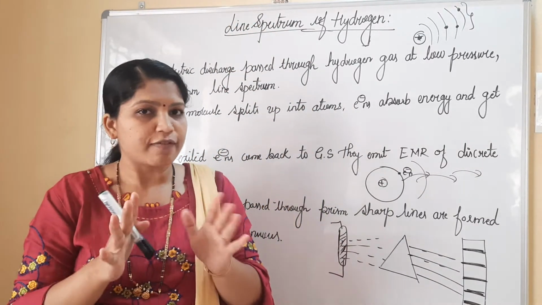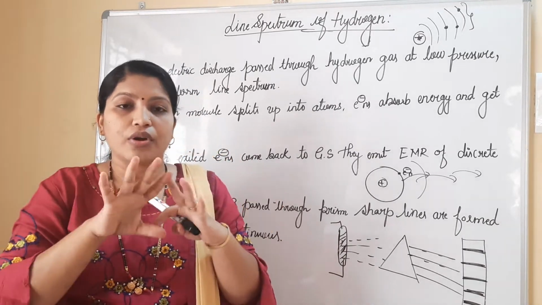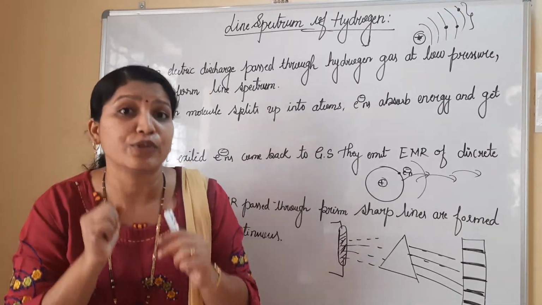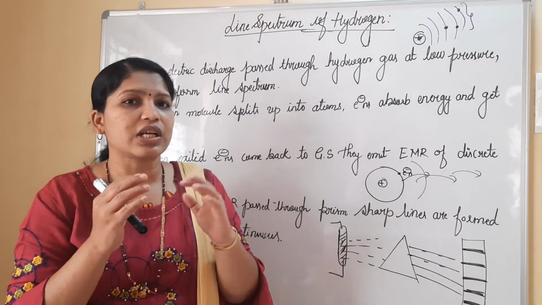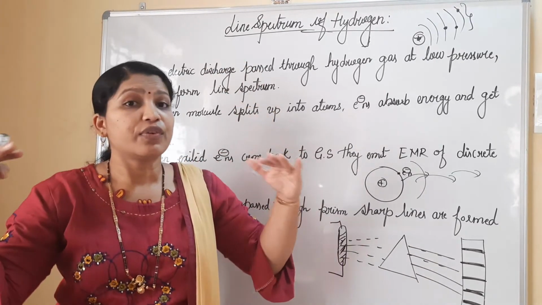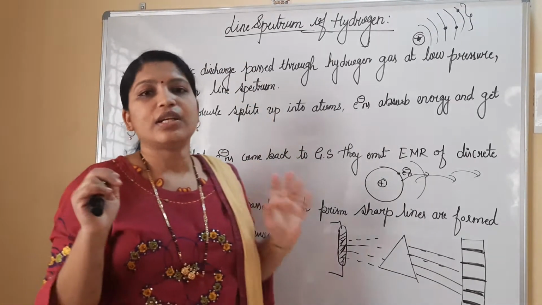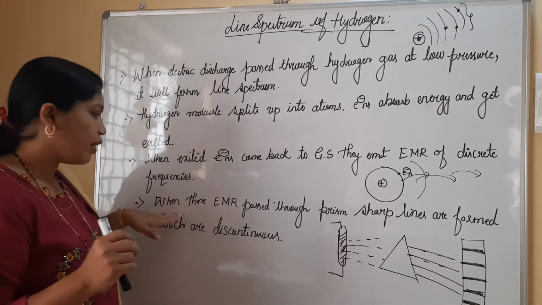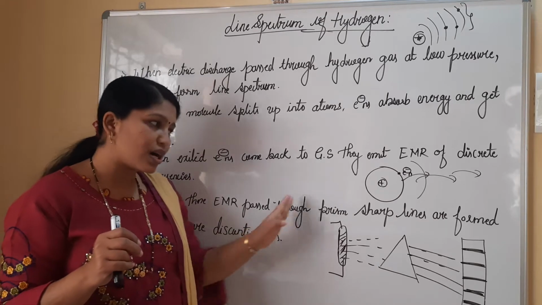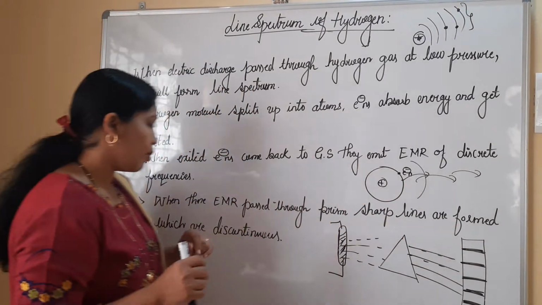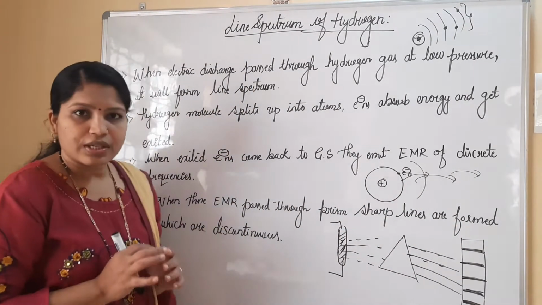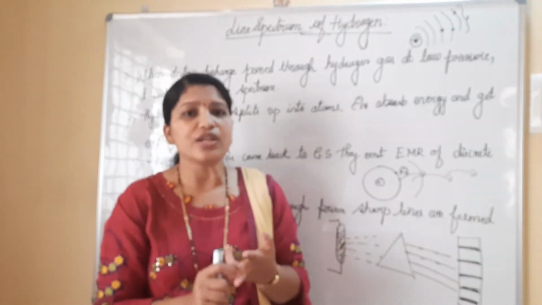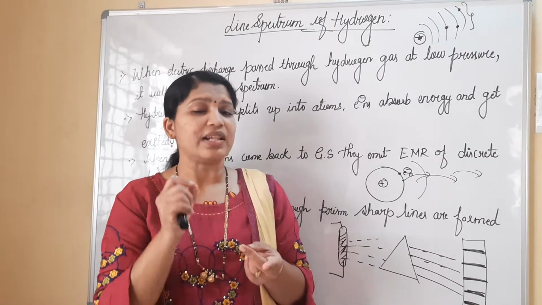In absorption, we do not have a discontinuous spectrum; we see a continuous spectrum. In emission, what happens? It is discontinuous, because they will be having different energy levels. That is exactly what this point tells us: when these electromagnetic radiations pass through the prism, lines are formed which are discontinuous in fashion. That is why always remember, the hydrogen spectrum definitely shows us a discontinuous line spectrum.